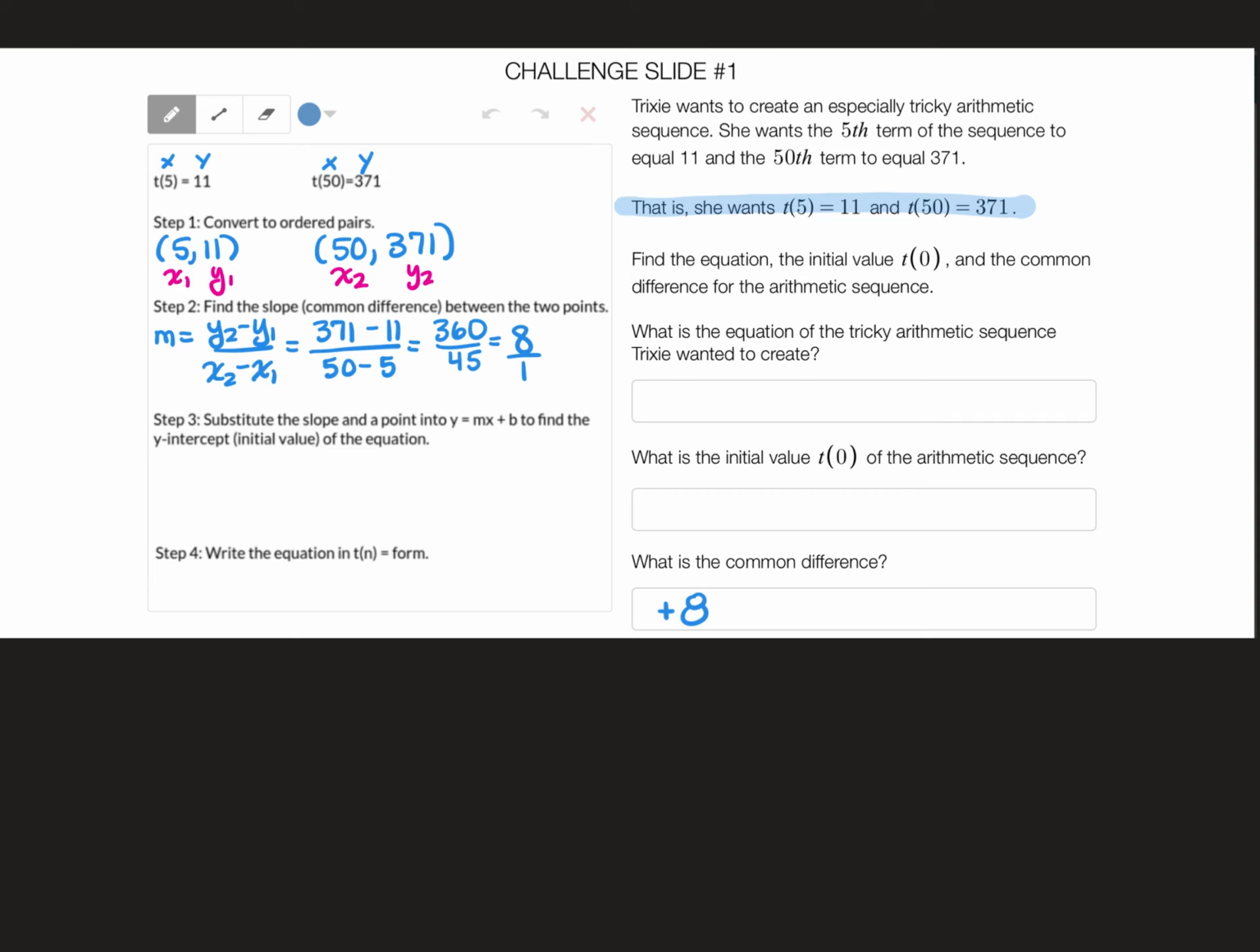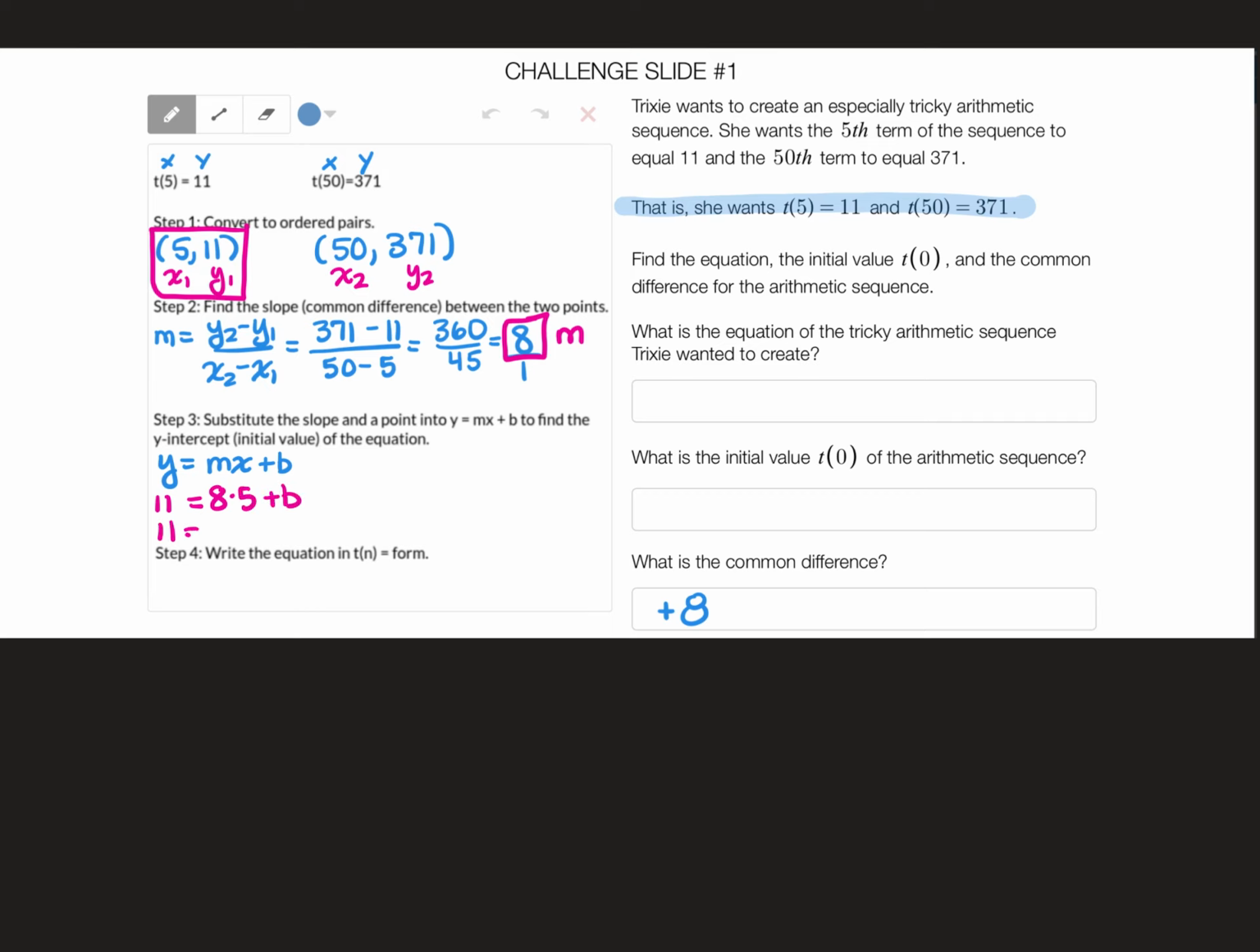Substitute the slope and a point into y equals mx plus b to find the y-intercept, or the initial value. So we're looking for the 0 value. So we're going to use y equals mx plus b. And we now know what the slope is. That's this value here. We also have an x and a y here. So what I'm going to do is replace x and y with 5 and 11, m with 8, and then I'll have just b left to solve for. So I'm going to replace y with 11, replace m with 8, and replace x with 5. And then all I have left to do is solve for b.